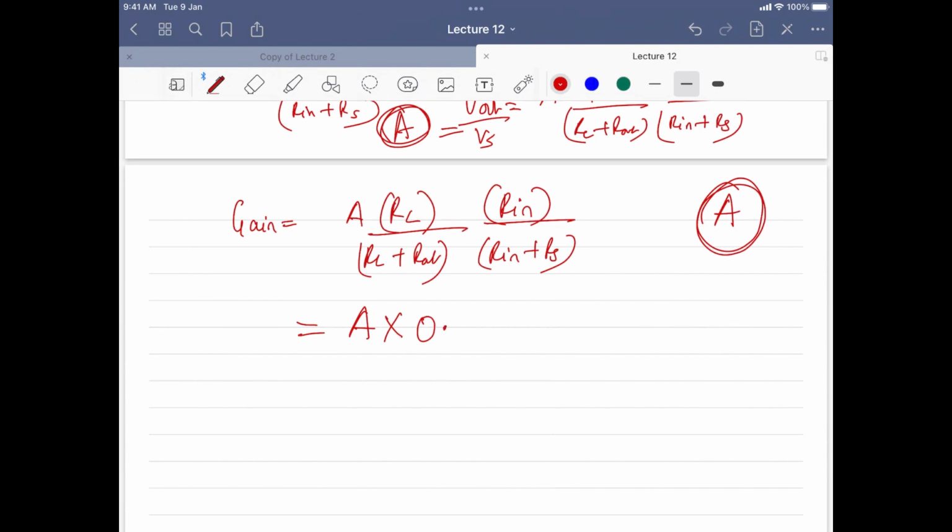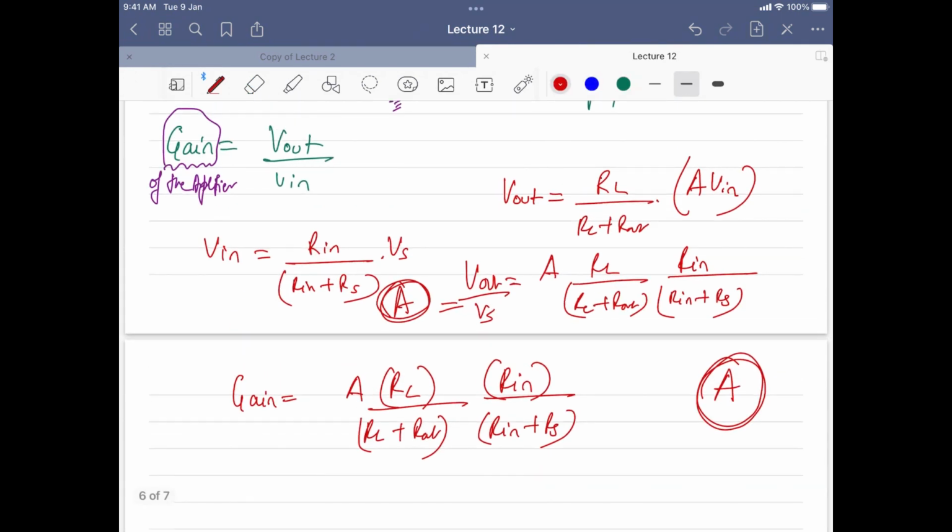Like it will be 0.8 or something like that. Will you all agree on that or not? Yes, sir. So that means your gain is not exactly the way you wanted. You wanted a gain of A, but it is getting 0.8 A or something like that. It's reduced. So if I want to get the gain A only, then what should be the constraint that we should keep on these resistors? Can anyone tell me?